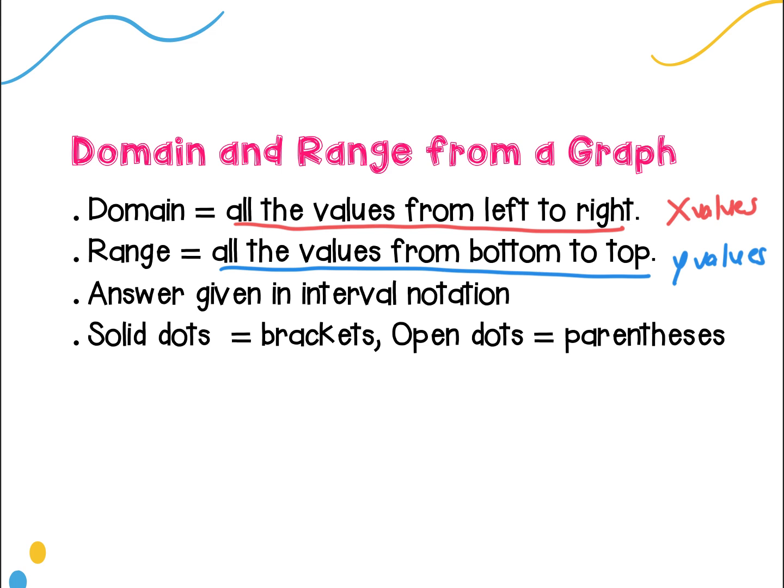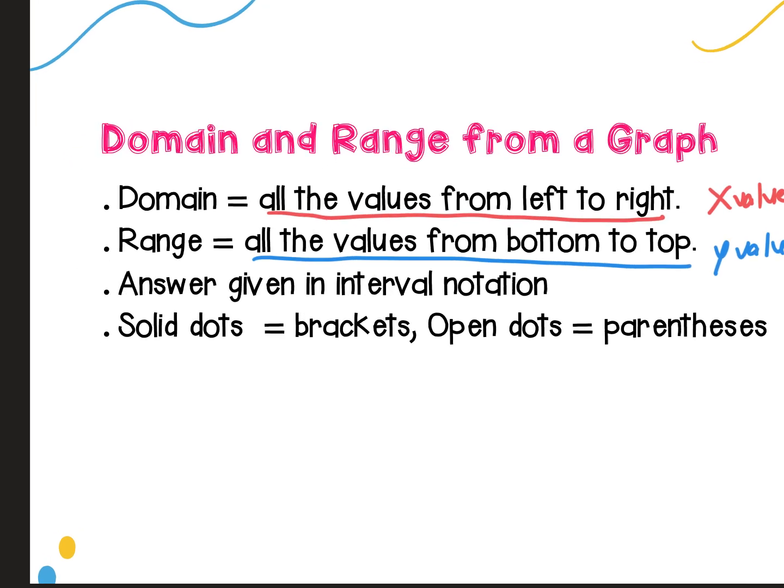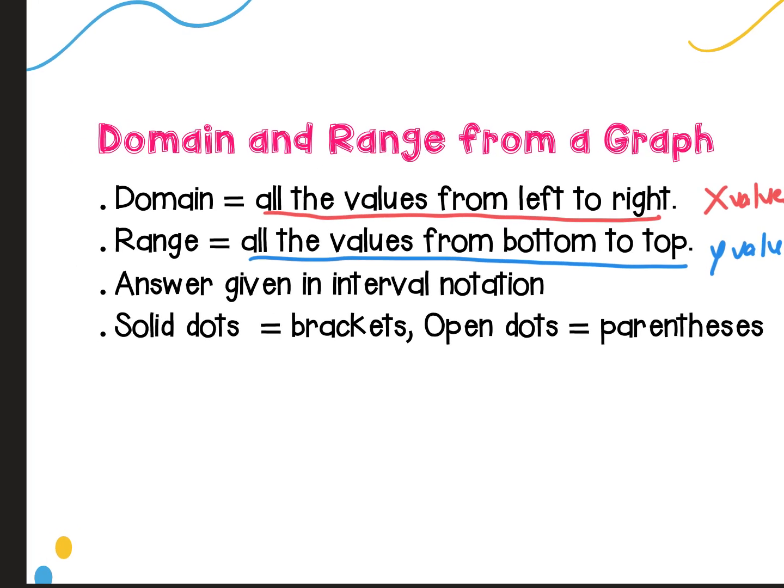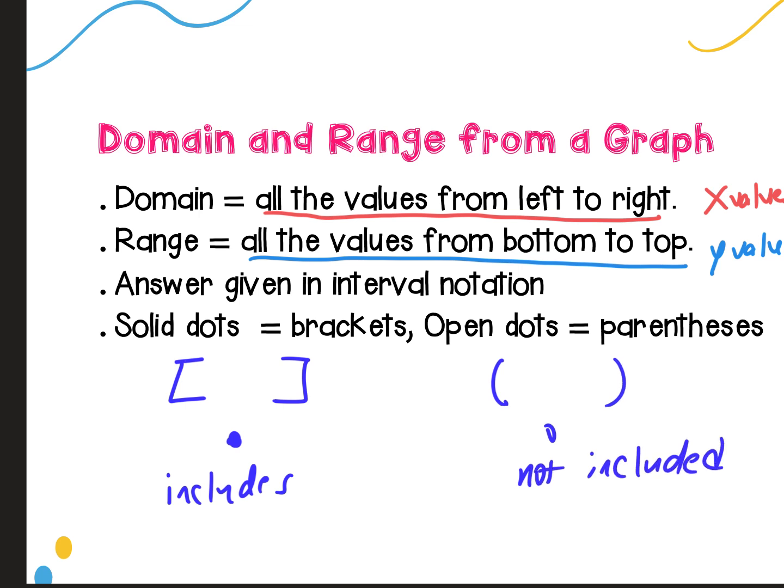We're going to give our answer in what's called interval notation. We're always going to talk like that now. Brackets and parentheses, all right? If there is a dot, or the dot is solid, closed, that's when we use our brackets. That means it includes the value. If there is an open dot, that's when we use our parentheses, right? That's when the value is not included. So that's what we're going to do on this next slide. We're going to talk about all the domain and range values that we see.